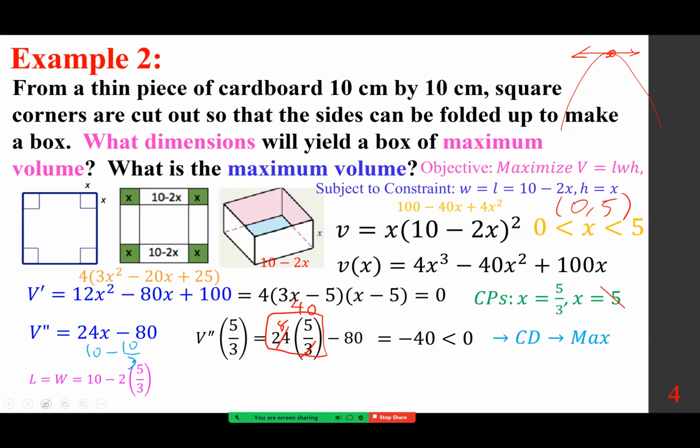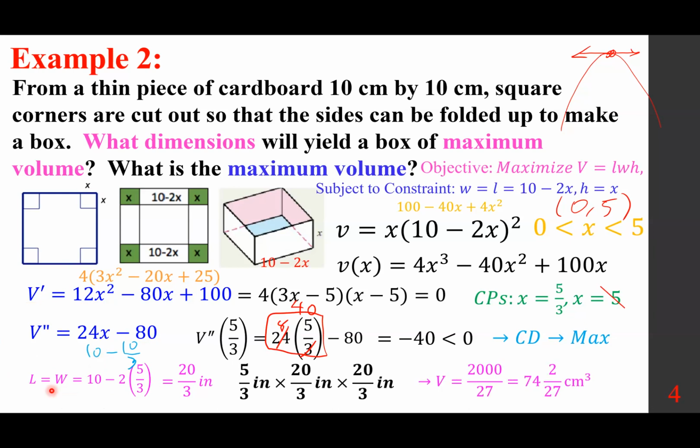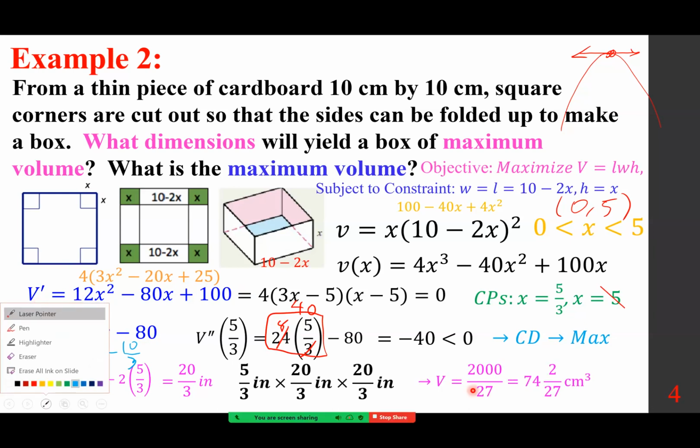Ten minus 10/3. 10 is 30 divided by 3, or 30/3. So it becomes 20/3. Therefore, the dimensions are 5/3, 20/3, 20/3. Their product is the volume. And this is the exact answer. You can always use decimals, but it's a better idea to go with the exact answer.